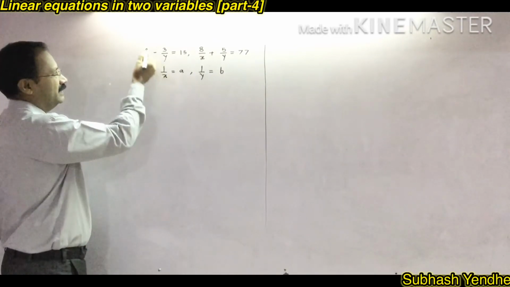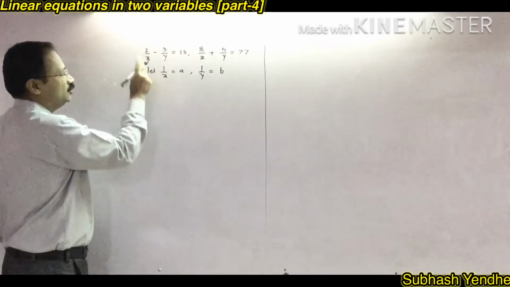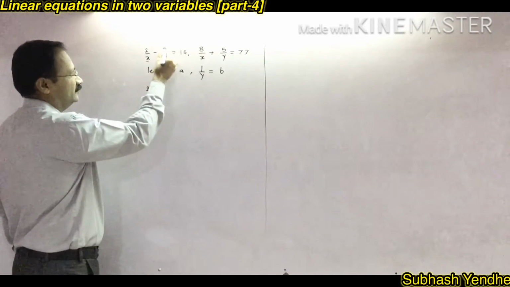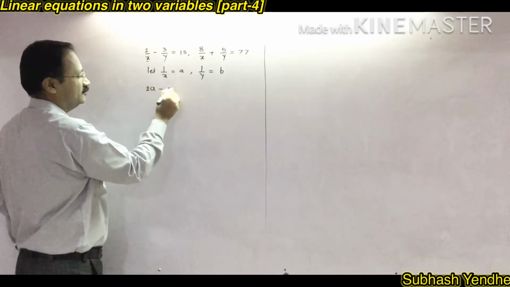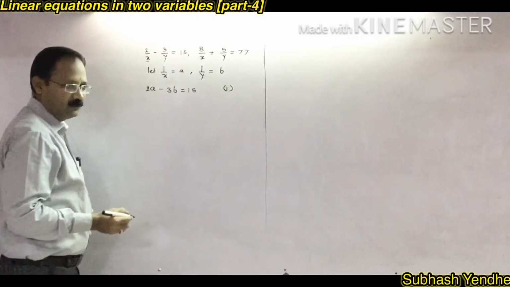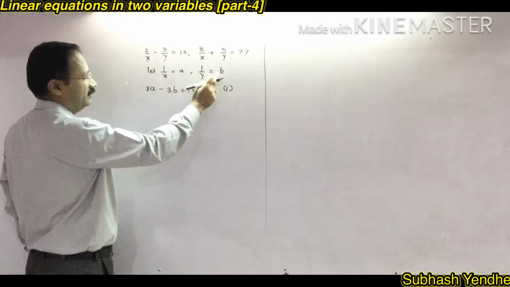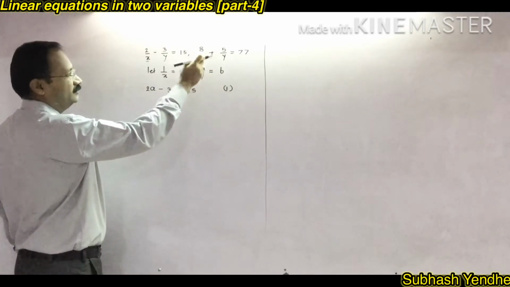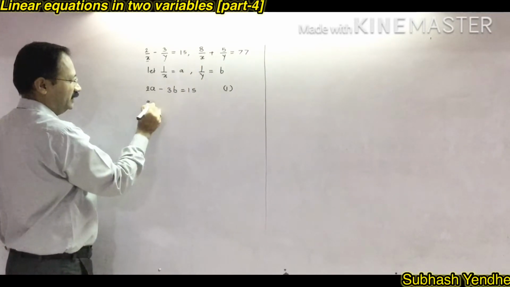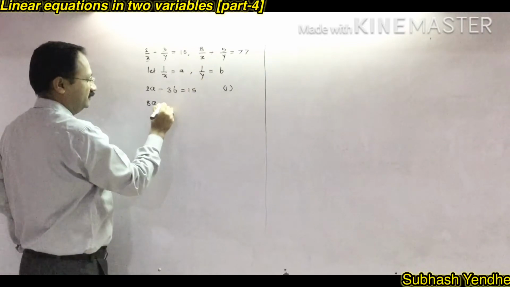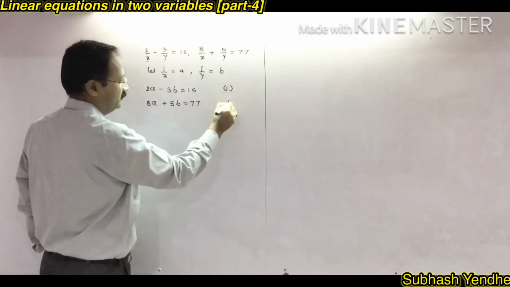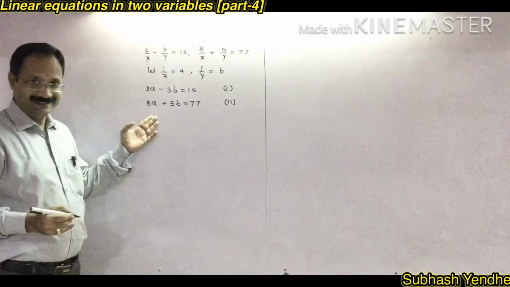Now let's substitute these values. So you get 2 into 1 upon x, which means 2a, minus 3 into 1 upon y, which means 3b, equals 15. This is our equation number 1. Now if you substitute the value of 1 upon y here, 1 upon x means a, so you get 8a plus 5b equals 77. This is our equation number 2.